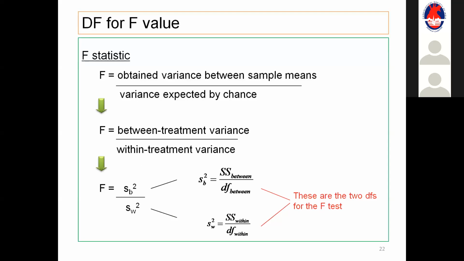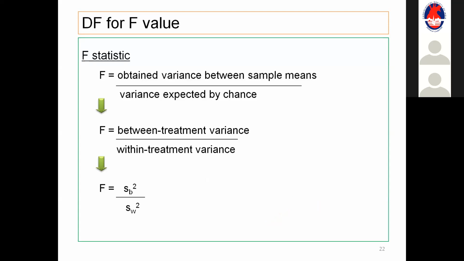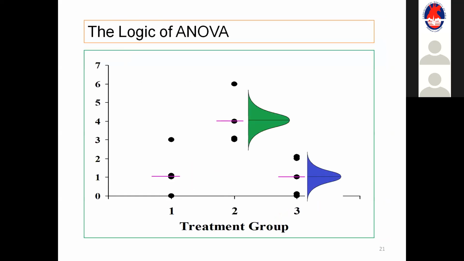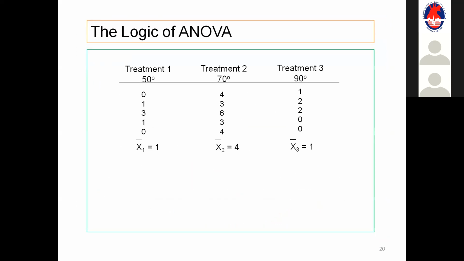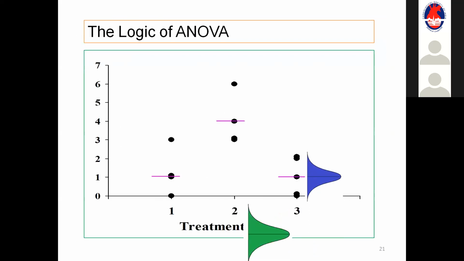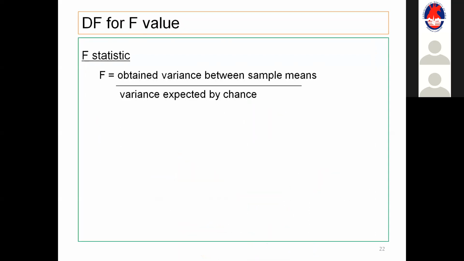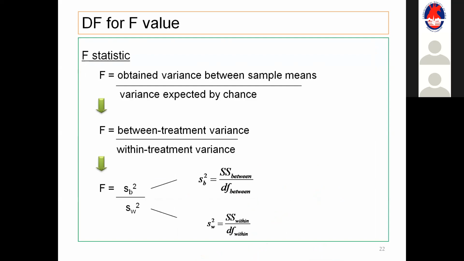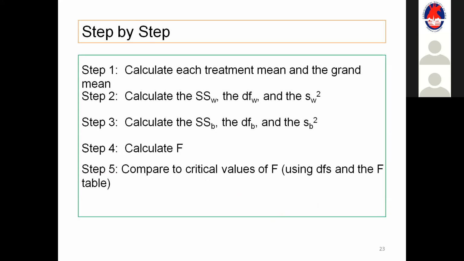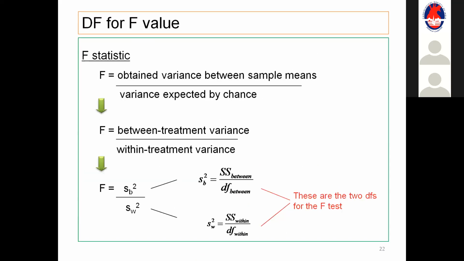For the between degrees of freedom, we have 3 different groups, so the degrees of freedom will be 3 minus 1. And the within degrees of freedom would be the sample size minus 1 for that random sample. We have 5 samples, so it would be 4 for the within degrees of freedom. So it leads to the fact that there are 2 degrees of freedom for the F test.